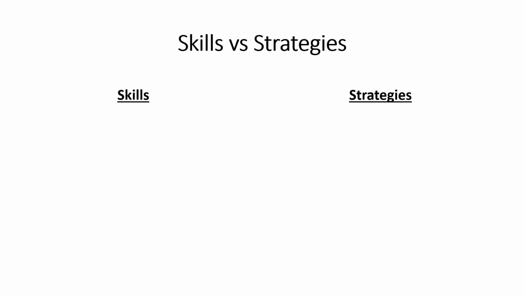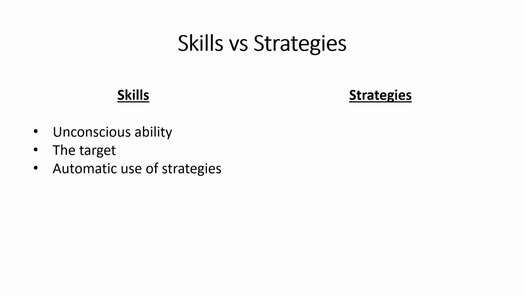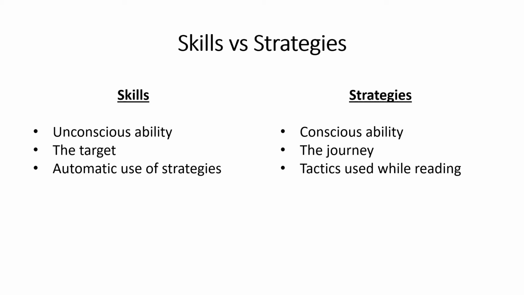Let's take a moment to differentiate between skills and strategies. Skills are unconscious ability. They are the target that learners will reach. They are the automatic use of strategies, whereas strategies are conscious ability. They are the journey through which learners are going to reach the level where they can become fluent readers. They are the tactics used while reading. So we can teach different strategies to our students and train them in using those strategies so that those strategies become part of their skill sets and therefore lead them to becoming fluent readers.